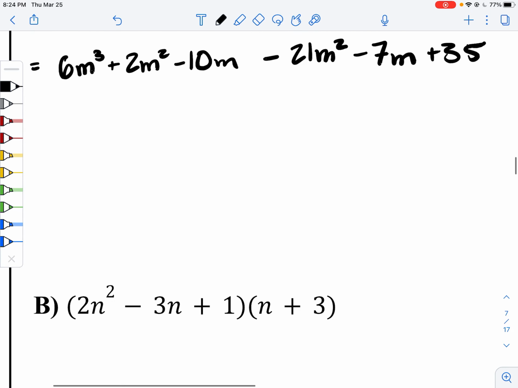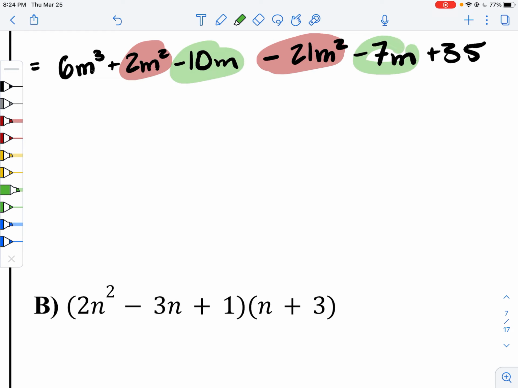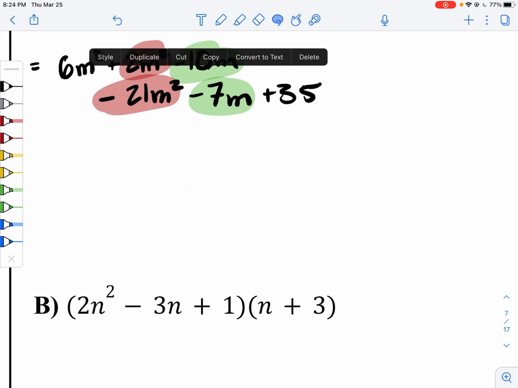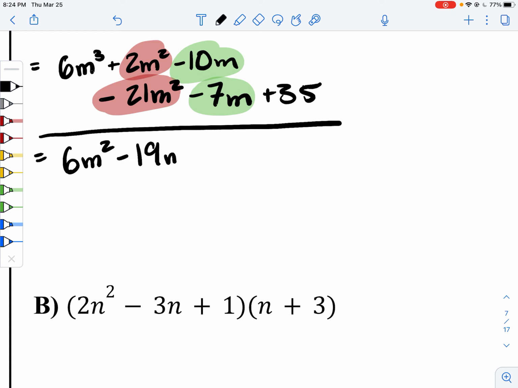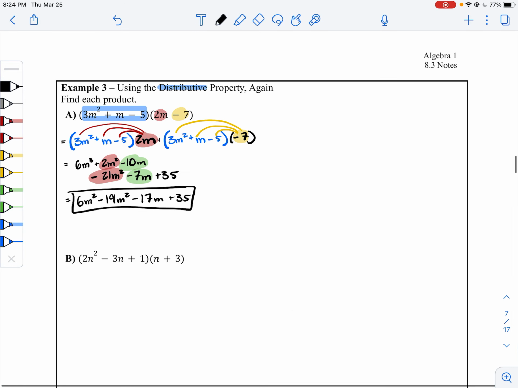And now we have this big old polynomial. It puts the poly in polynomial because it has several terms. And we can combine like terms. If you want to, you could notice, hey, I've got an m squared term here, and then I've got an m term here and an m term here, and you can combine them that way. I think it's easier to just line them up using the vertical method. Look how nice that was. Literally, you just rearrange them. Okay, so now I'm just going to add them straight up. 6m cubed minus 19m squared minus 17m plus 35. There you have it. Cool, huh?